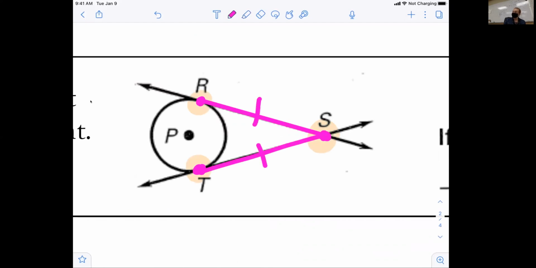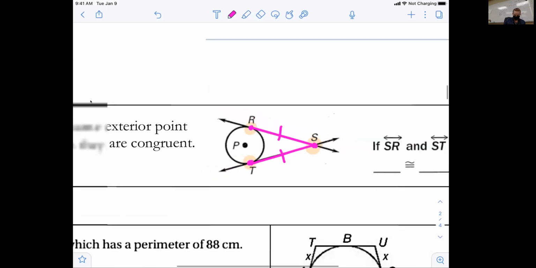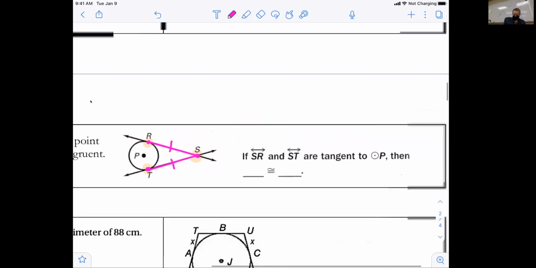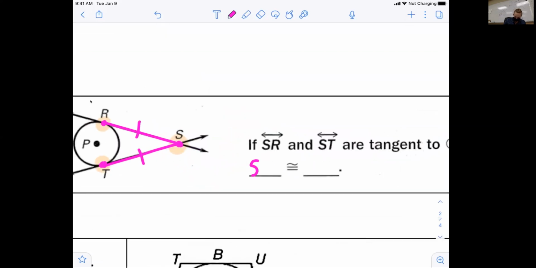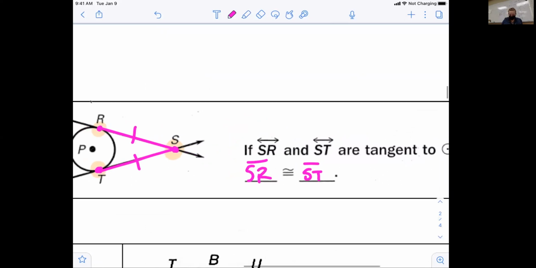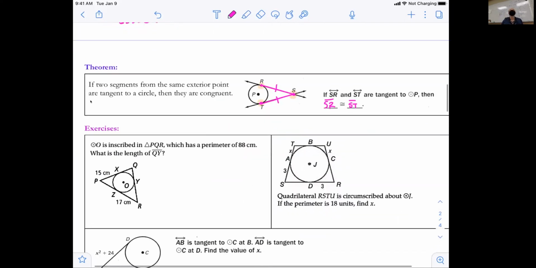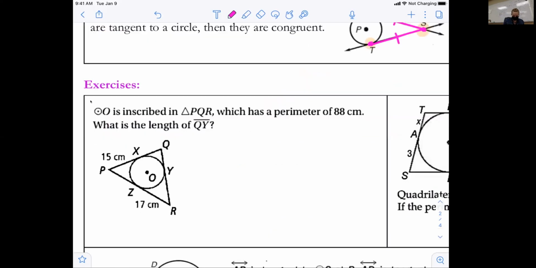That means these segments are congruent. So if SR and ST are tangent to circle P, then segment SR is congruent to segment ST. Notice that I lost the arrows because I want to focus on just the segment. It has to end in order for this to be true. Okay, questions yet? Comments yet? All right, let's do an example.